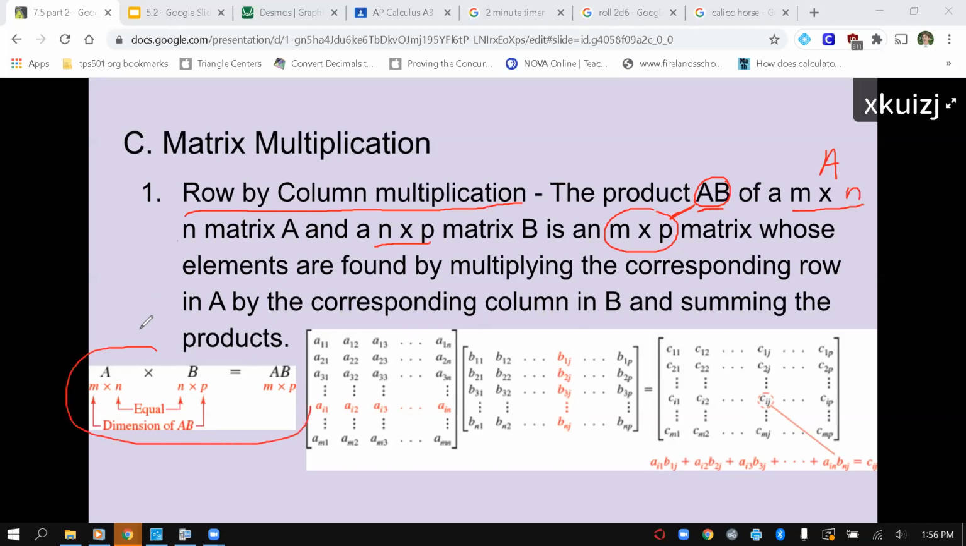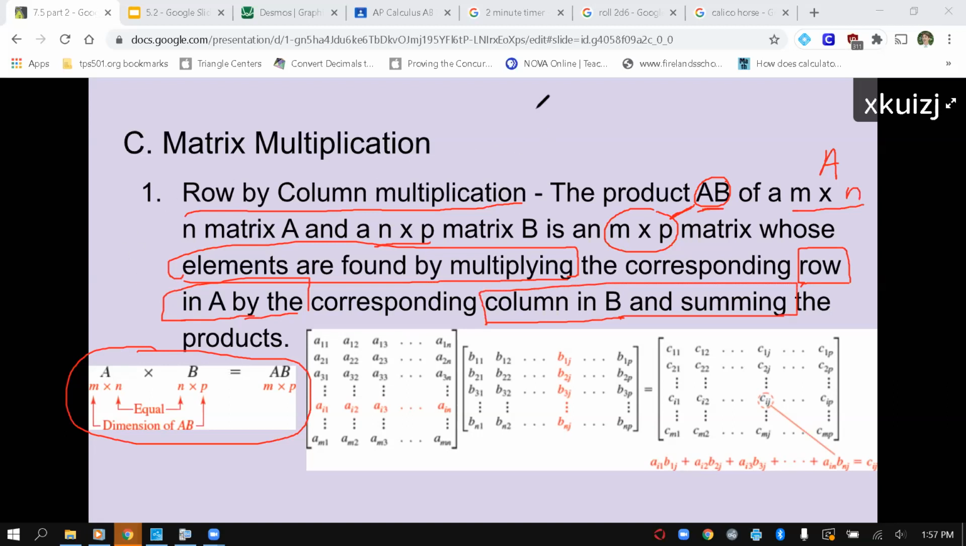All right, so what you need to write down: I would just write down this picture, and then that the elements are found by multiplying the row in A by the column in B, and the sum. So write down this, elements are found. That's what I would write. Because this diagram here tells you everything you want to know.